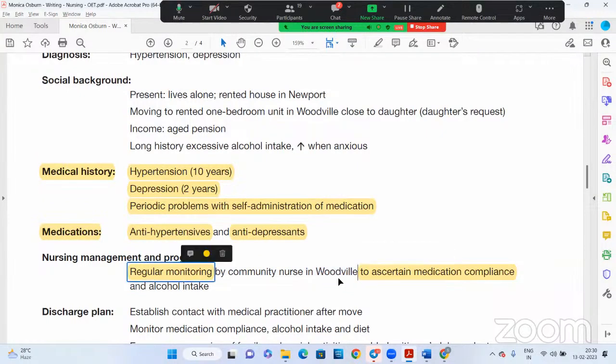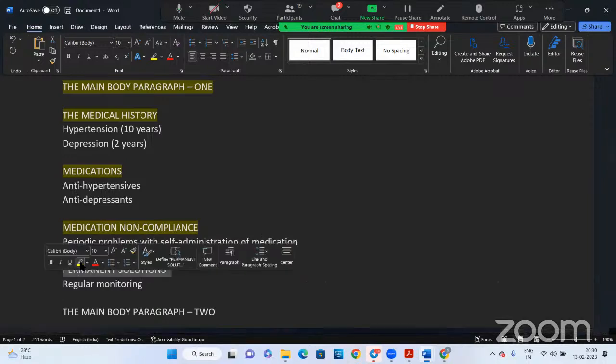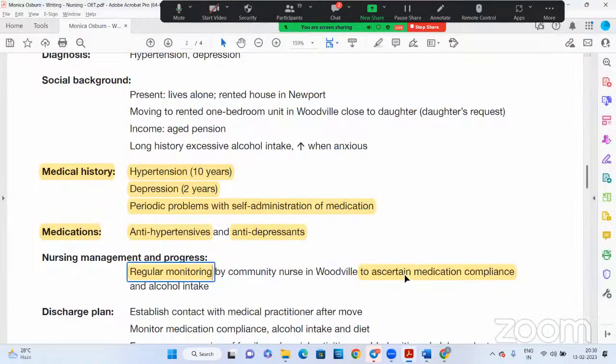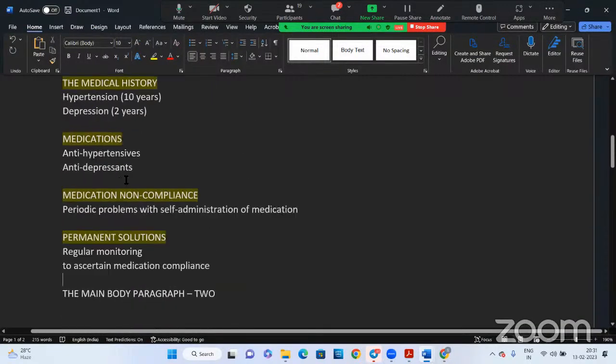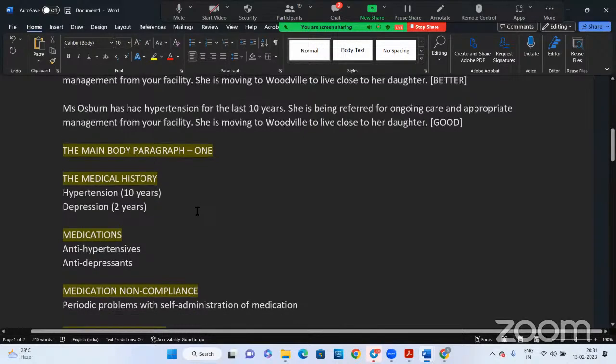So regularly monitoring to ascertain medication compliance. This is required. This is the permanent solution. Copy text. Permanent solution is regularly monitoring what? To ascertain medication compliance. This is the permanent solution to this one. So all these go into the medical history. So the main body paragraph 1.